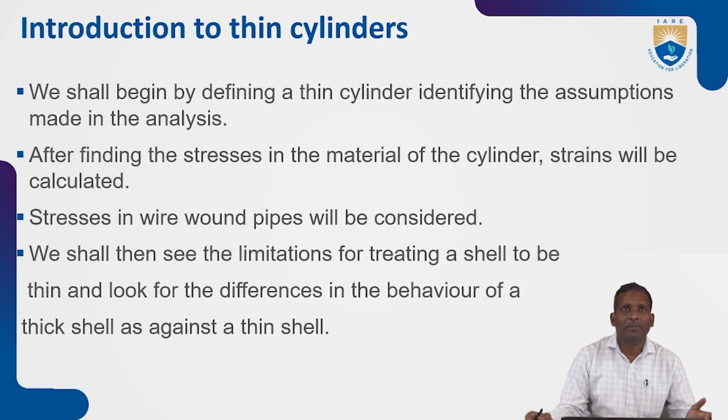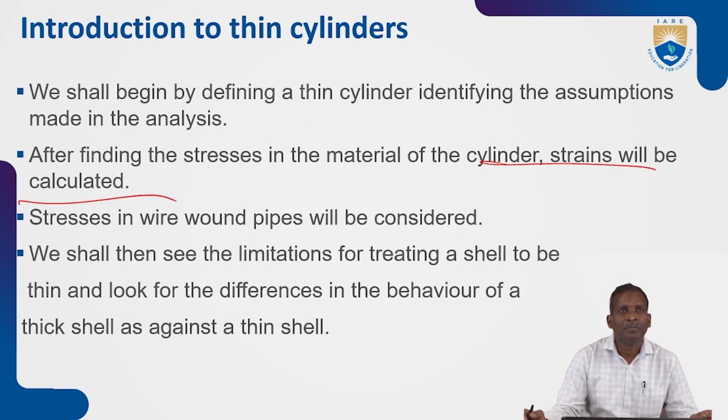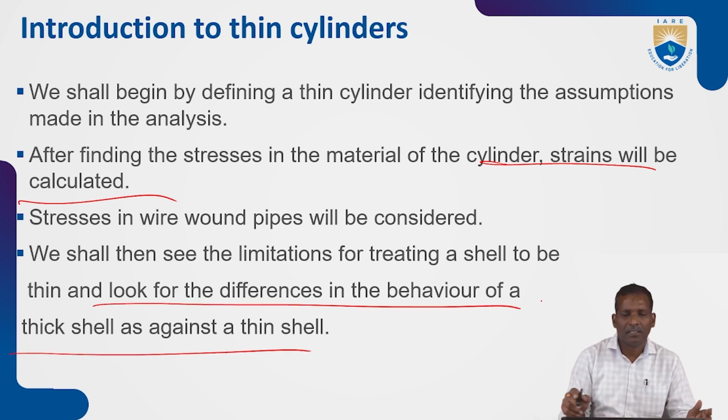We shall begin by defining a thin cylinder and identifying the assumptions made in the analysis. After finding the stresses in the material of the cylinder, strains will be calculated. This strain calculation part we have already completed. Stresses in wire wound pipes will be considered. We shall then see the limitations for treating a shell to be thin and look for the differences in the behavior of a thick shell as against a thin shell.